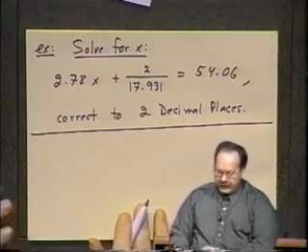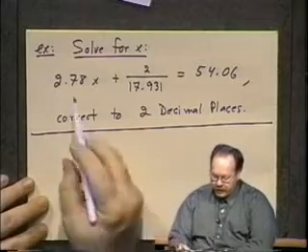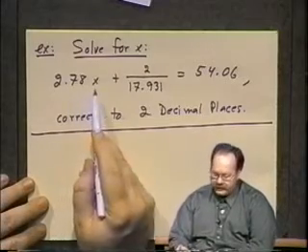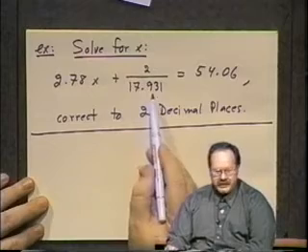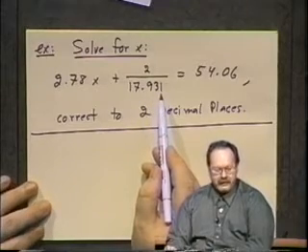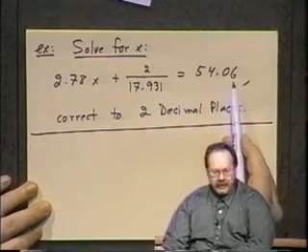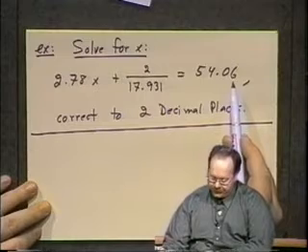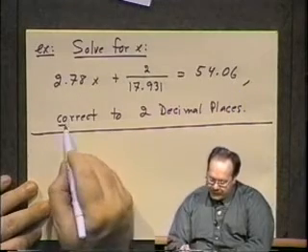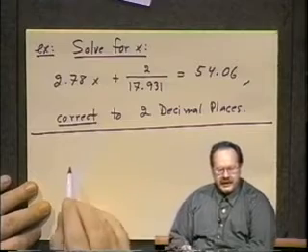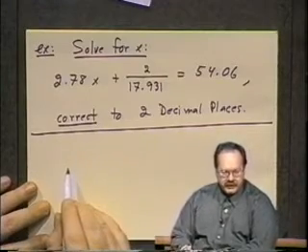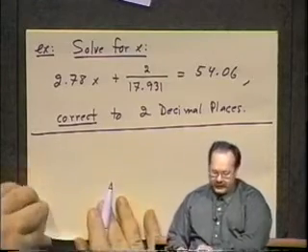All right, there's the problem. Let's look at it for a moment. 2.78, not an integer, times x, plus 2 over 17.931, an awful looking fraction, equals 54.06, another non-integer. And then the answer we get, by saying correct to 2 decimal places, it means find an approximate solution. Now we're going to need to know how to deal with that.